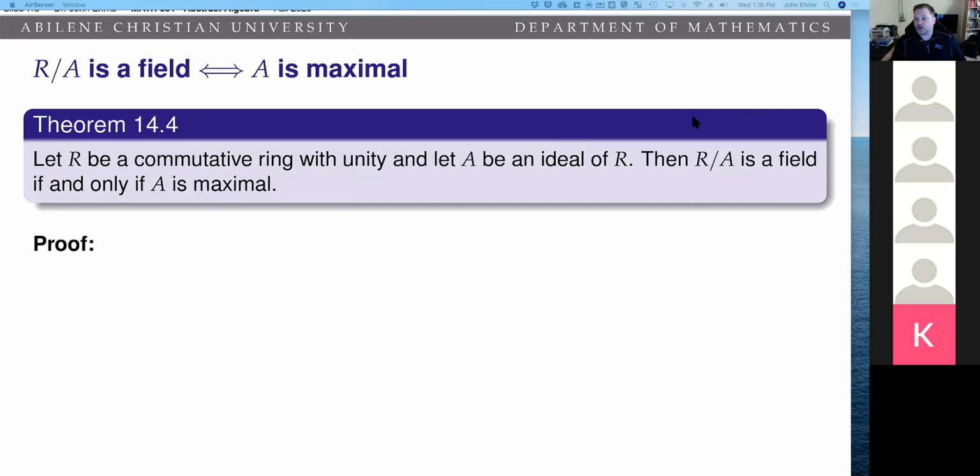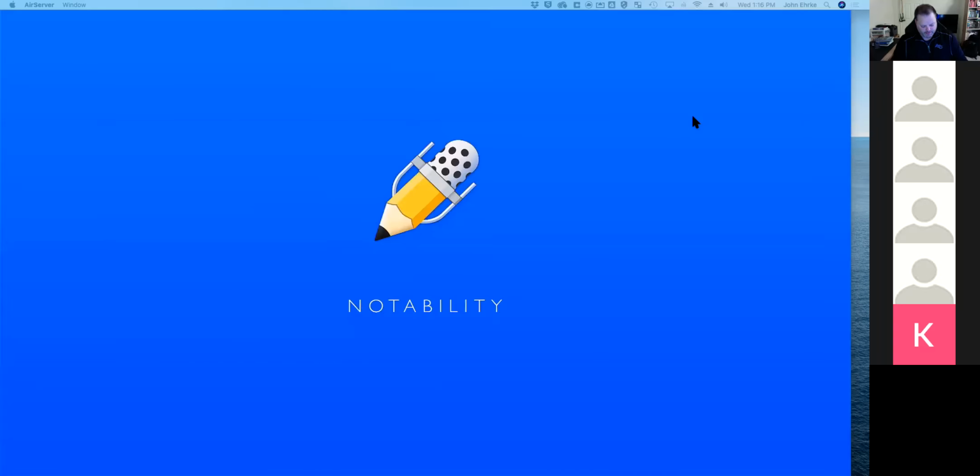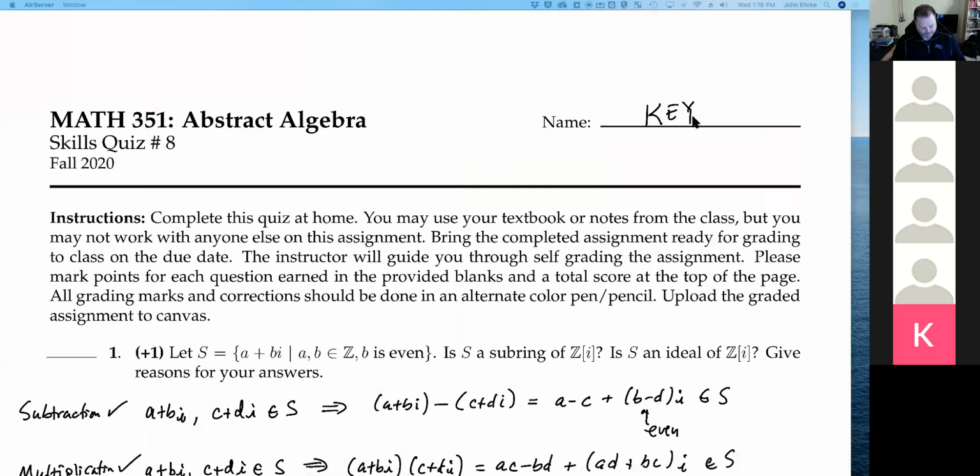And the notes for that are already up, by the way. So if you want to get a head start looking at those to study for the Friday class, the notes are already up and out there for you. All right, let's take a look at the skills quiz together. And if you'll upload it later today, I'll take a look at what you got.